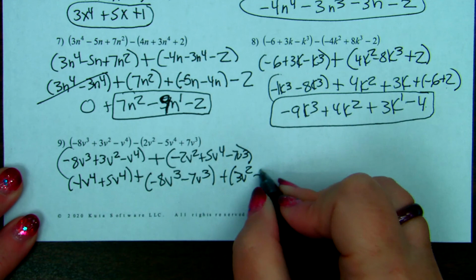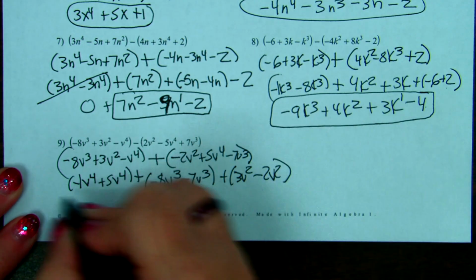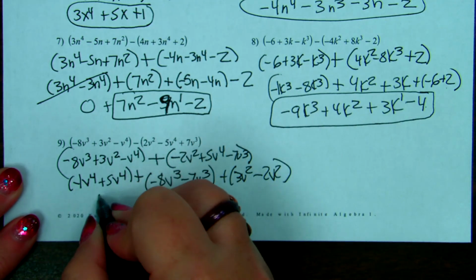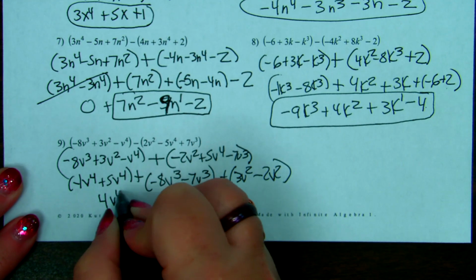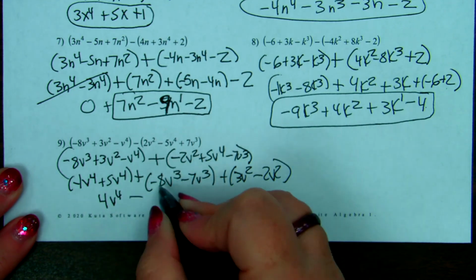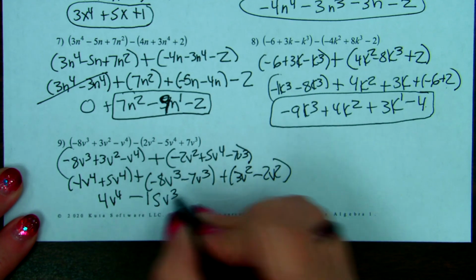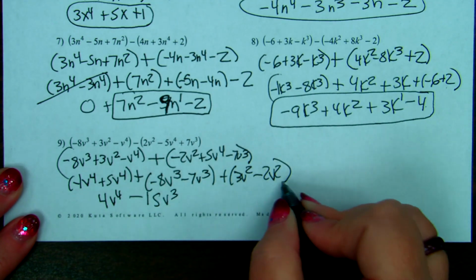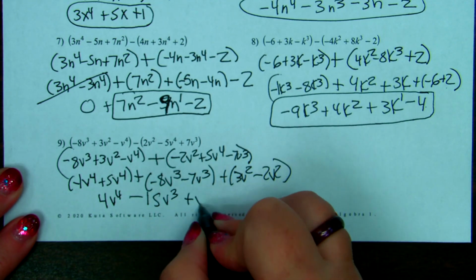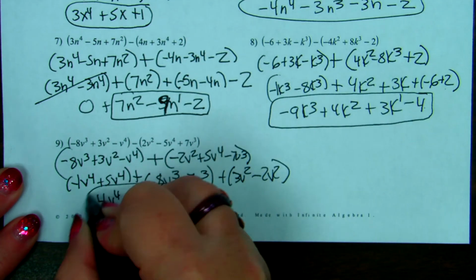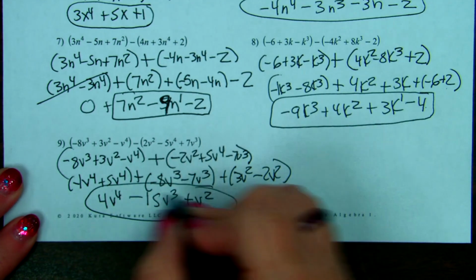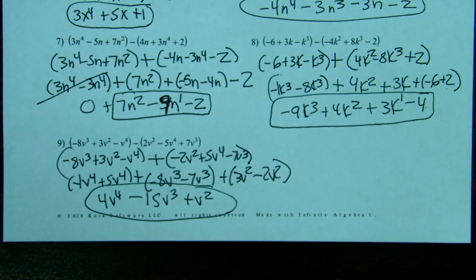minus 2v squared. Negative 1 plus 5 is 4v to the 4th minus negative 8 minus 7 is negative 15v cubed. 3 minus 2 is 1 plus v squared. 4, 3, 2, they descend. So that's how you subtract polynomial expressions. So do your homework. Thank you.